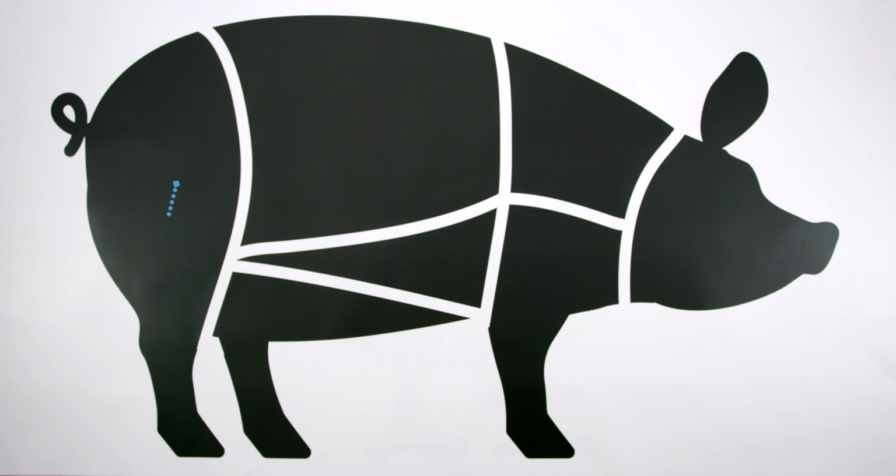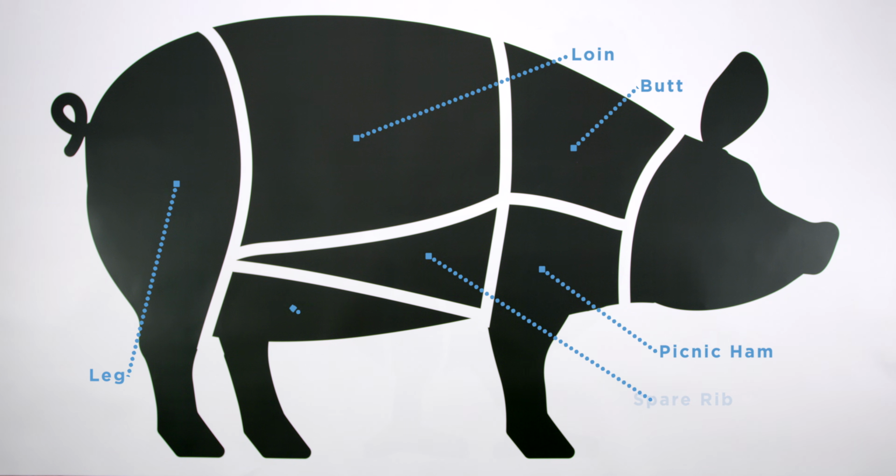Pork is divided into primals. We have the leg, the loin, and the butt, which confusingly is actually the shoulder. And then we have the picnic ham, the spare rib, and the belly. Okay, let's take a look at some of the most popular cuts.